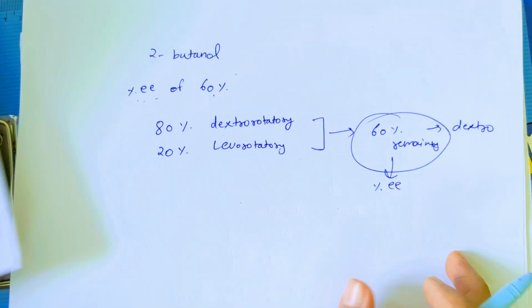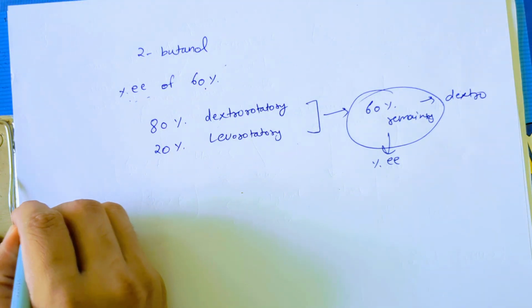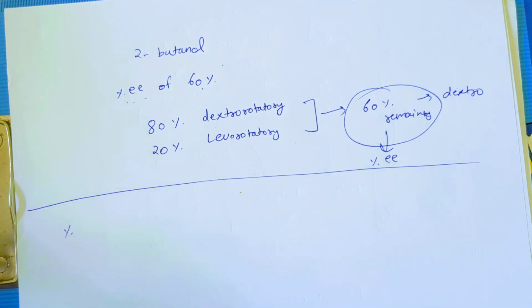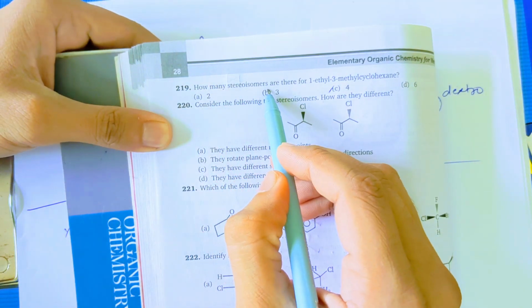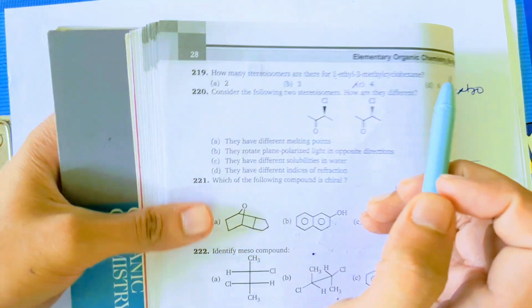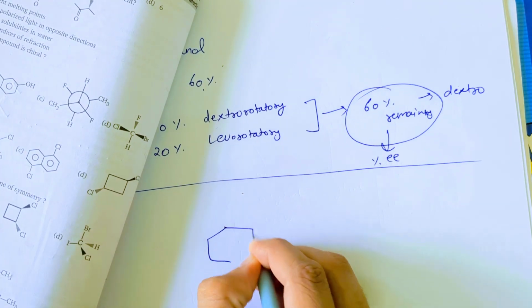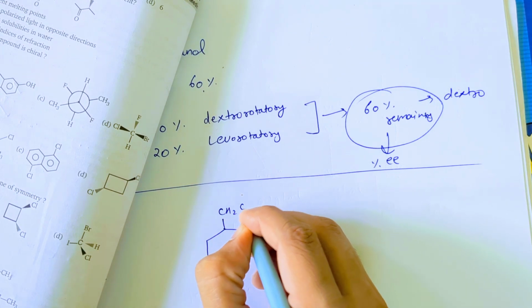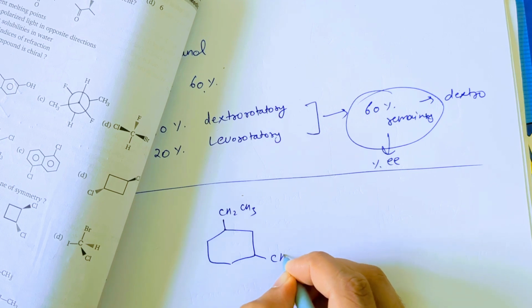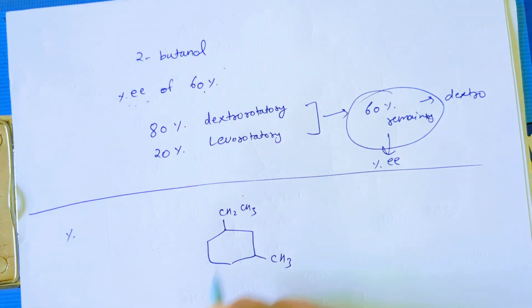Now, in the previous lecture, I discussed stereoisomers and geometrical isomers. Just to recap those concepts, I take a question: how many stereoisomers are there for 1-ethyl-3-methylcyclohexane? Okay, we have to calculate the stereoisomers. So how do we calculate it?